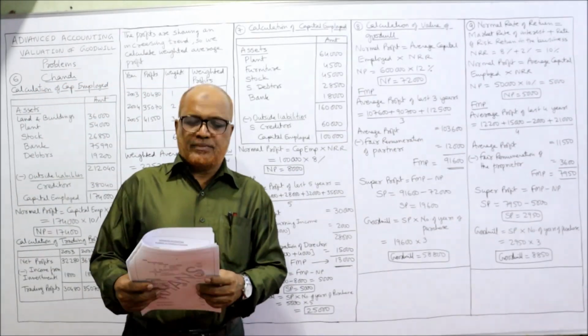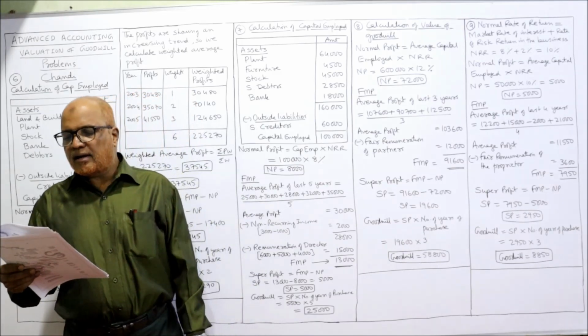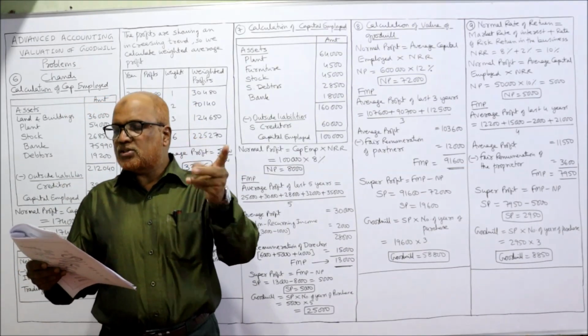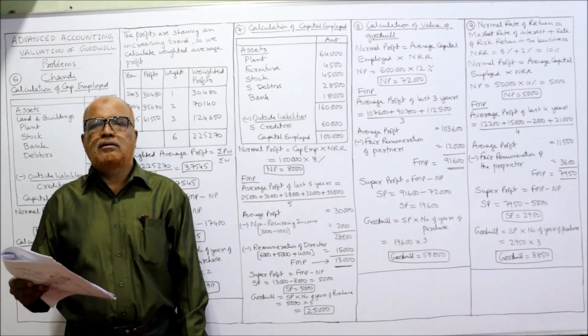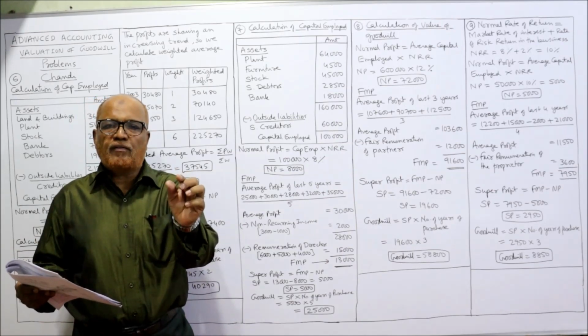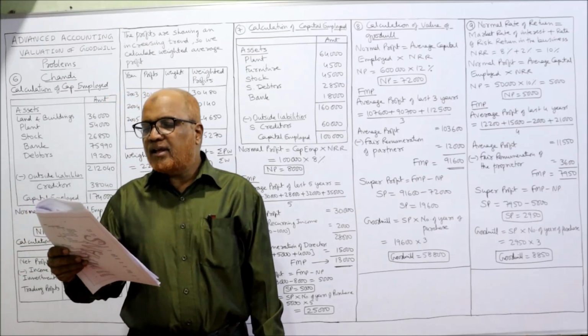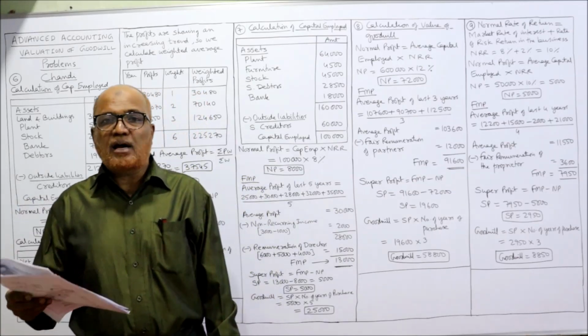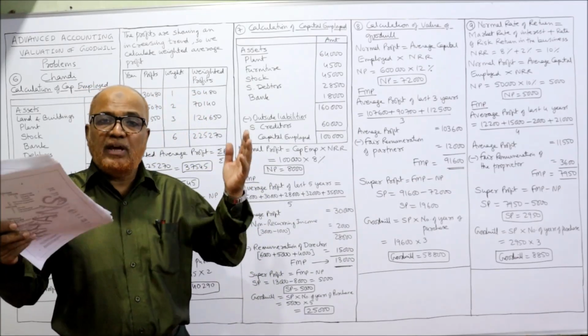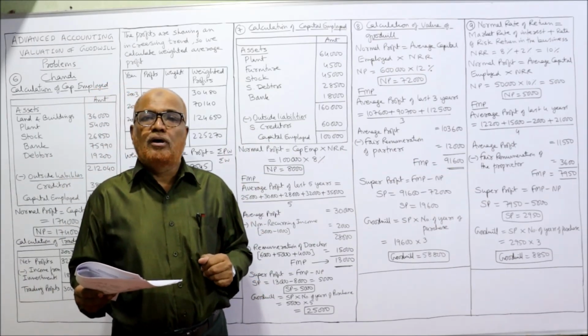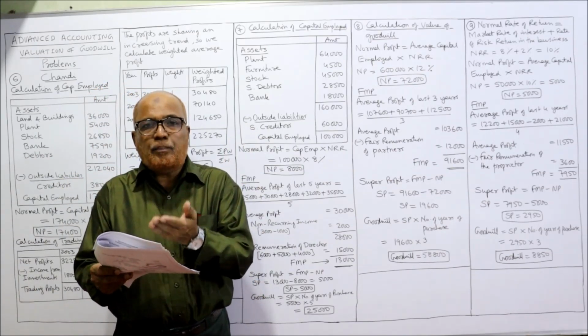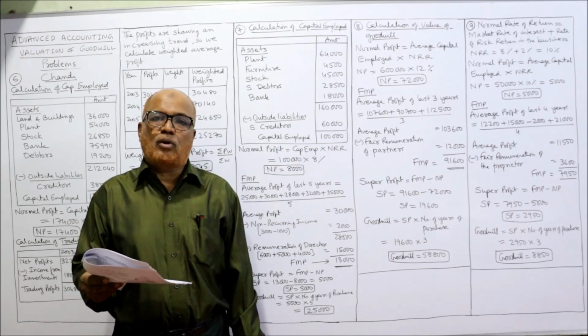It's a small problem. See carefully. From the following, calculate the value of goodwill at 3-year purchase of super profit. Again, first we need to calculate super profit, multiply by 3 is equal to goodwill. Now, average capital employed in business 6 lakh. In the previous problem, we have calculated average capital employed. But in this problem, directly in the problem itself, it is given average capital employed.